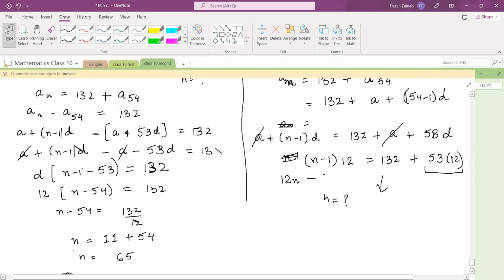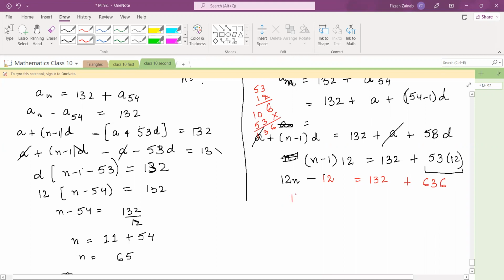So I think this one is more organized. Here also you can solve it. There is no issue. Let me complete the solution. So 12n minus 12 is equal to 132 plus. Now actually I just wanted to avoid this multiplication, that's it. But if you multiply, there's no problem here. So 2 into 3 is 6, 2 into 5 is 10, and then 3 and 5. So you get 636.